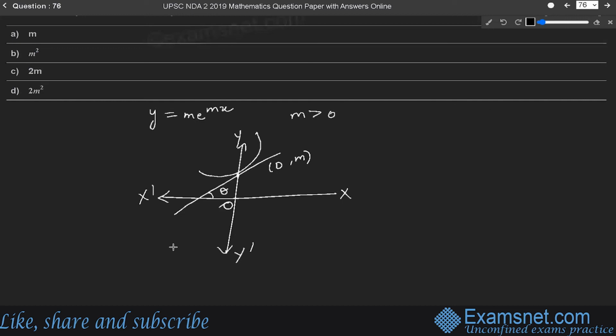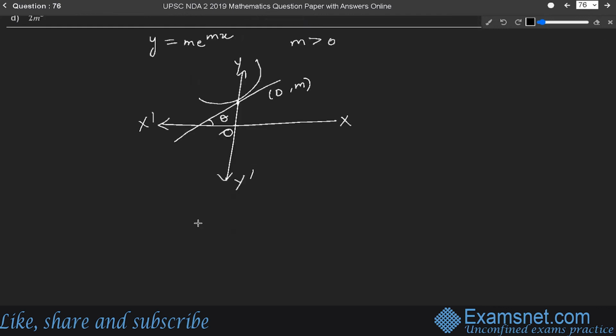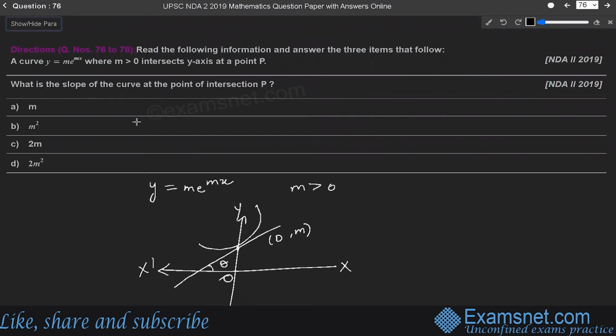Now we know that we have an equation for the curve which is y equal to m into e power mx. So differentiating it with respect to x, we get dy upon dx equals m square into e power mx. So dy upon dx at 0 comma m will be equal to m square. Therefore, we can say that the slope is m square. Hence, the correct option is option number B here.